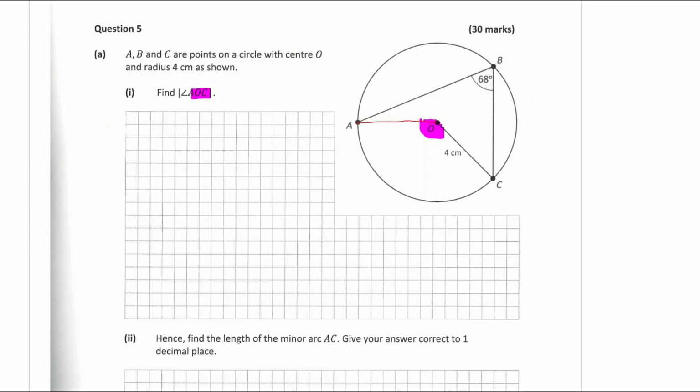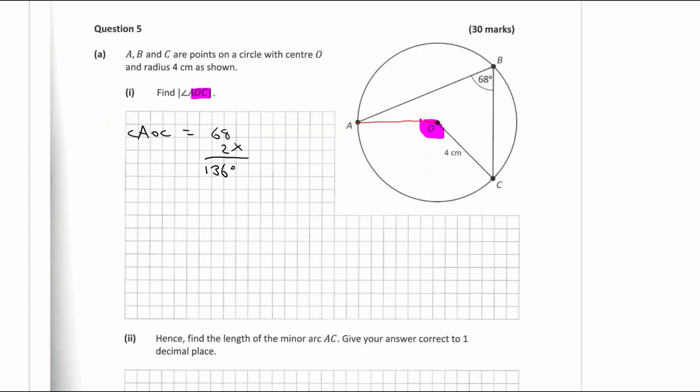And we should hopefully remember that the angle at the center of my two lines coming from the arcs is twice the angle at the edge of the circle. So basically what I'm doing here is the angle AOC is equal to 68 times 2, which is 136 degrees. So that's one of our theorems that states that the angle at the center of the circle is twice the angle at the edge of the circle.